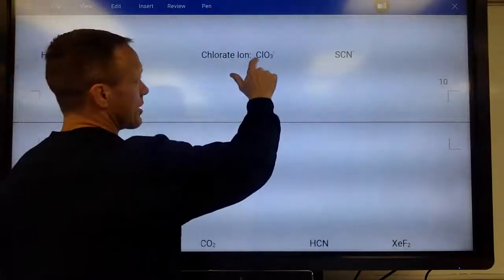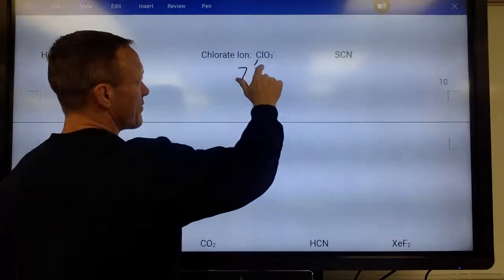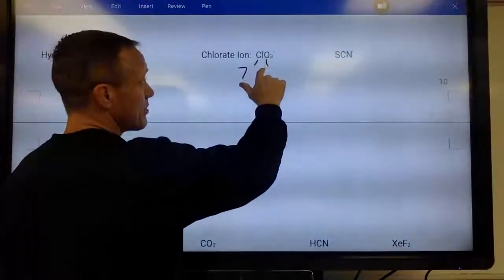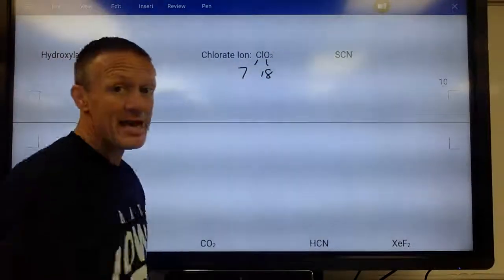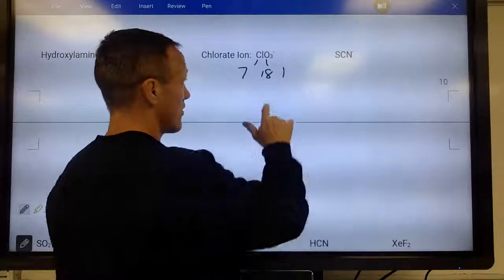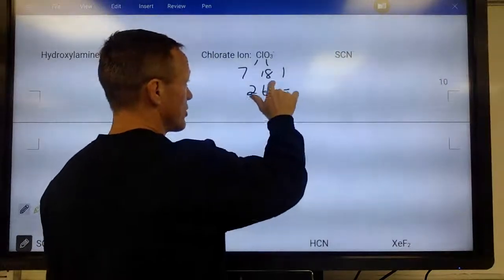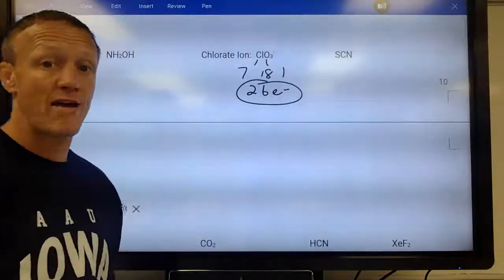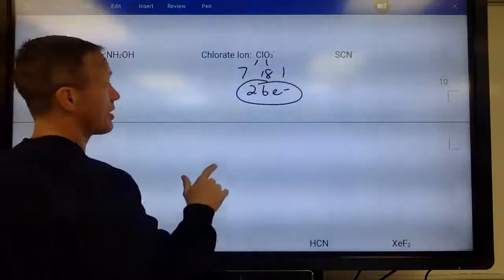This is an ion. Okay, so chlorine has 7 valence. Oxygen has 6 times 3 would be 18 electrons. It's got a -1 charge. That means we add in 1 more electron. So we have 26 electrons we can use. Actually, 26 electrons we have to use between bonds and dots.